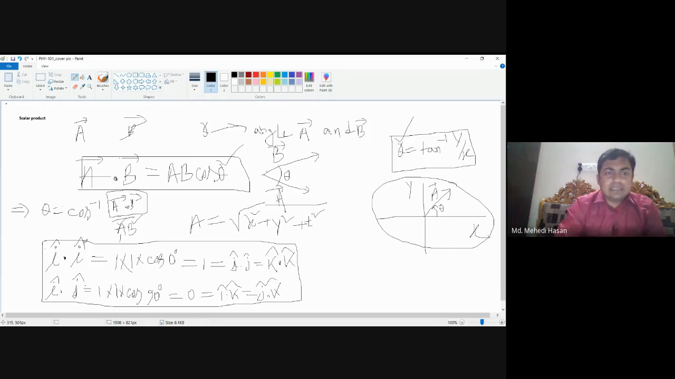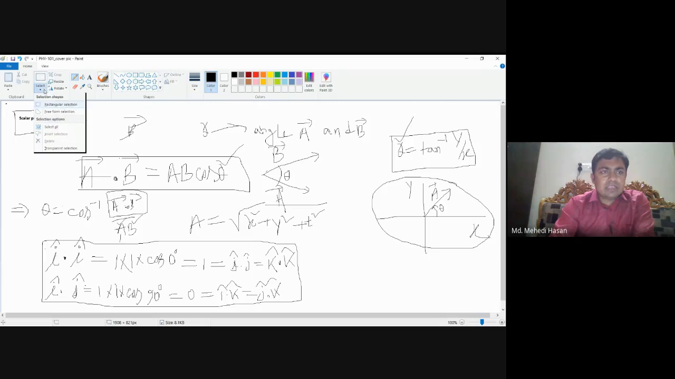Another thing is that for the scalar product, if we calculate the scalar product of two vectors, the result will be a scalar quantity. But in the case of the cross product, the result between two vectors will be a vector quantity. Okay, so these are the main calculations of the dot product of the unit vectors.